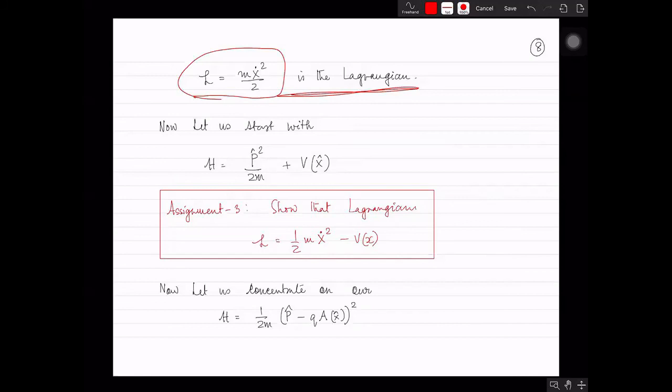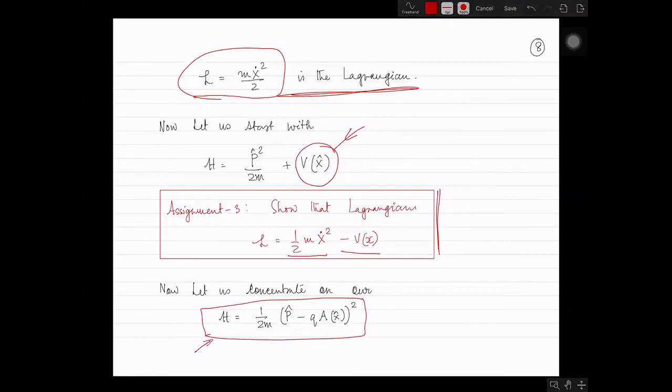Again, you can start with a particle in a potential and show that the Lagrangian is given by the kinetic energy minus V of x, where these are no longer operators, these are fields. So that's an assignment that you can show, and some of the tricks that you would need, I'll discuss now. But we are interested in this object. This is our Hamiltonian. We might be interested, but right now we are interested in this. So how to think about this?